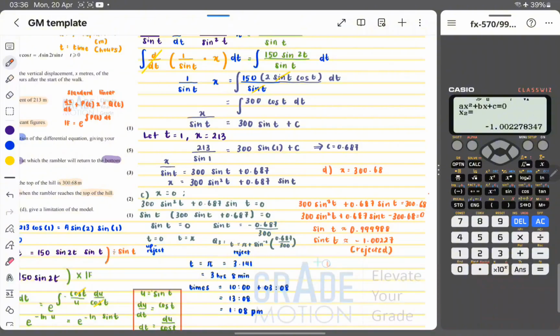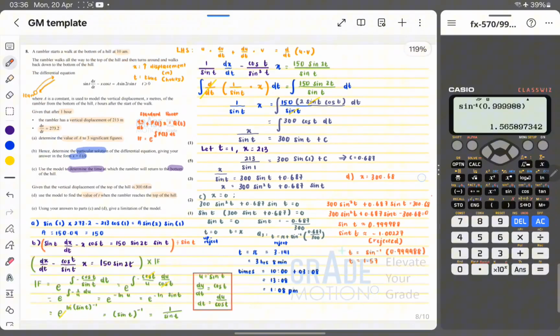So now we want to find the value of t. So it would be inverse sine 0.999988. There we go. Menu 1. So shift sine 0.999988. t is equal to 1.57 to 3 significant figures.